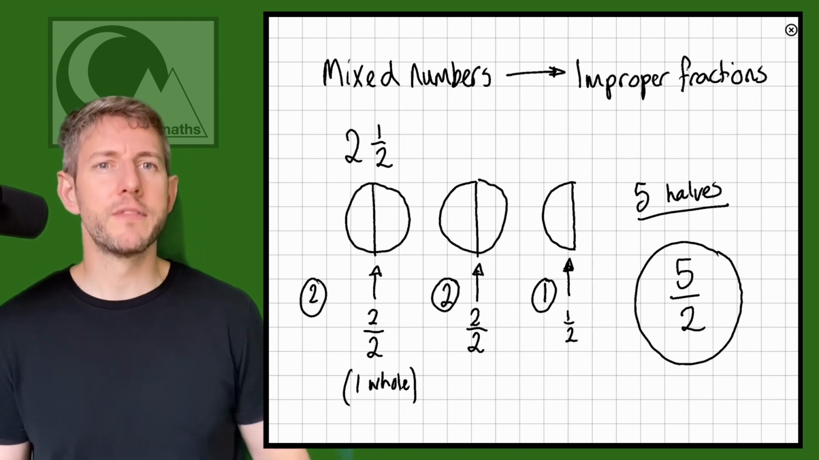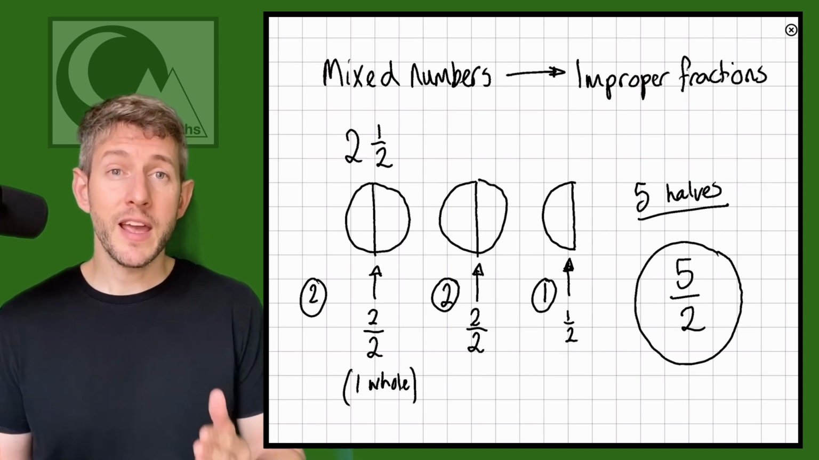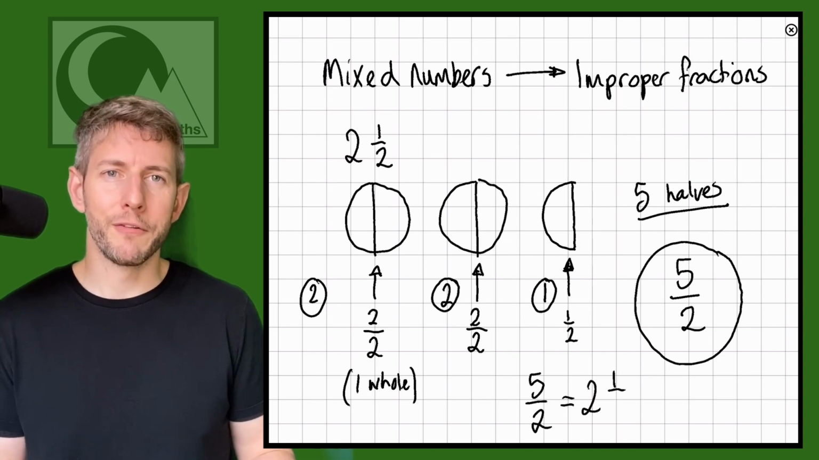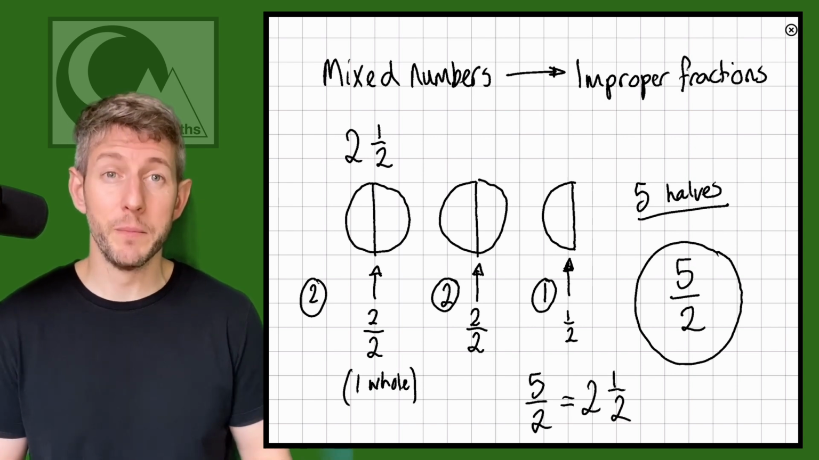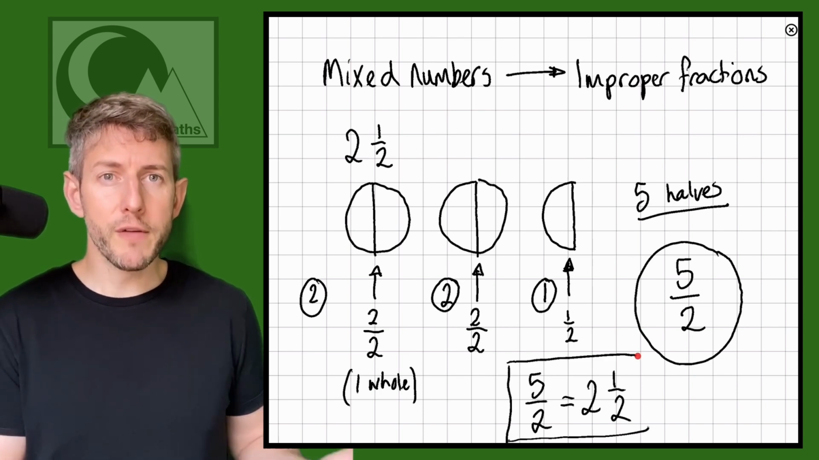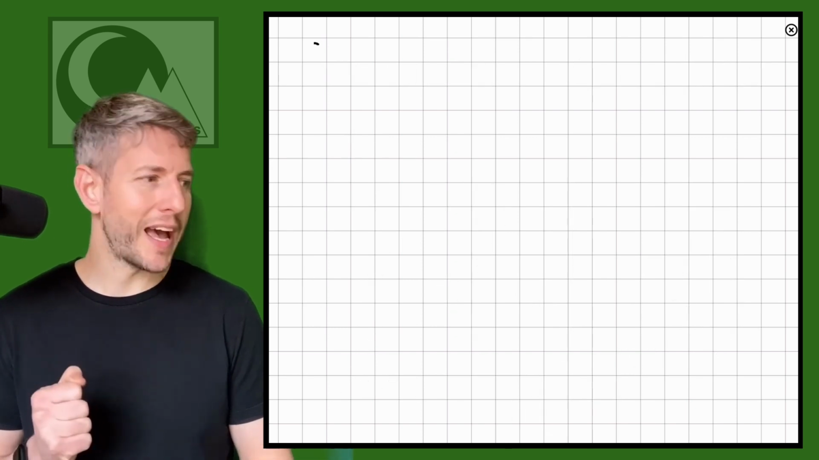So 5 halves. So here we go. We can now see from our picture here that 5 halves is equal to 2.5. Okay, so these are both the same number. So 2.5 is the mixed number, 5 over 2 is the improper fraction. Right, let's have a look at another one.